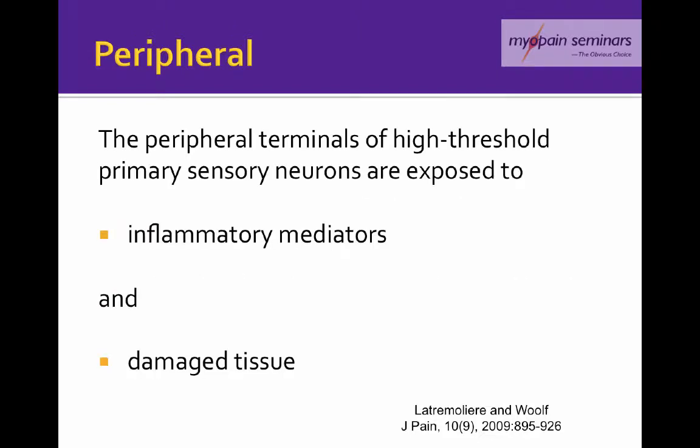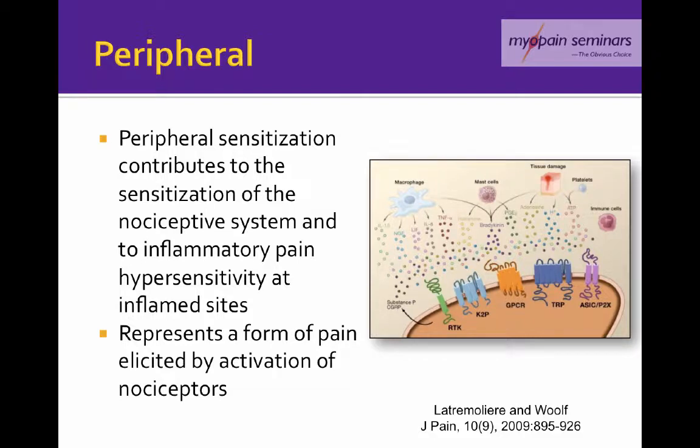With peripheral sensitization, it is thought that the peripheral terminals of normally high threshold primary sensory neurons are exposed to these inflammatory mediators we just saw and to damaged tissue. In other words, peripheral sensitization contributes to the sensitization of the nociceptive system and to inflammatory pain hypersensitivity at these inflamed sites. And as such, it represents a form of pain elicited by activation of nociceptors in the periphery.